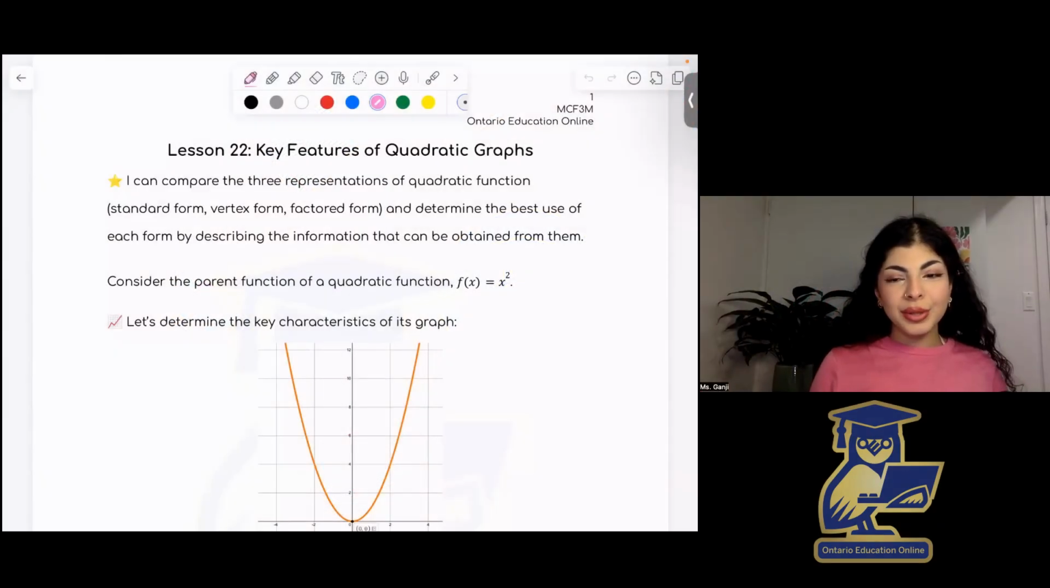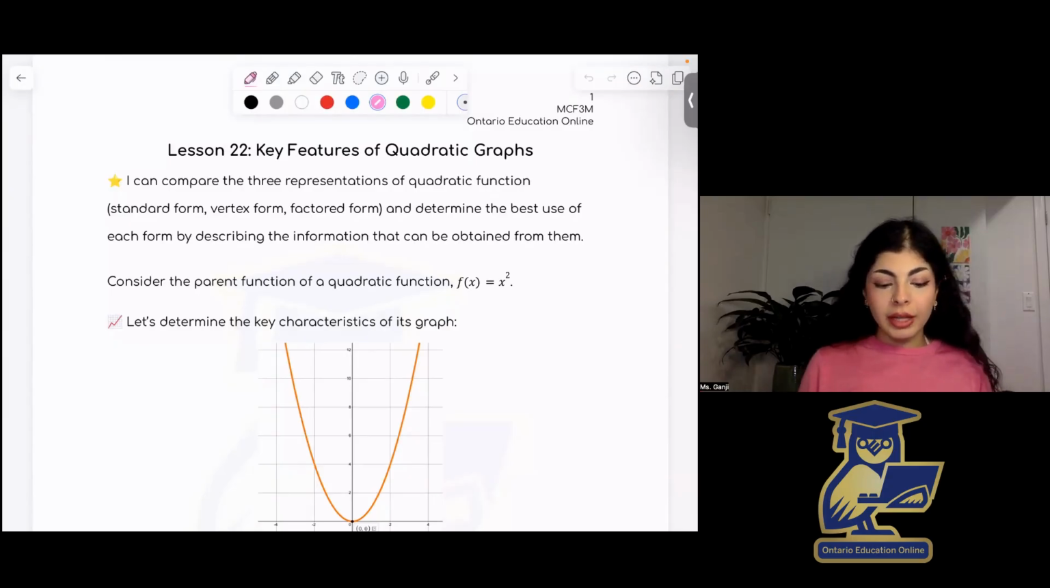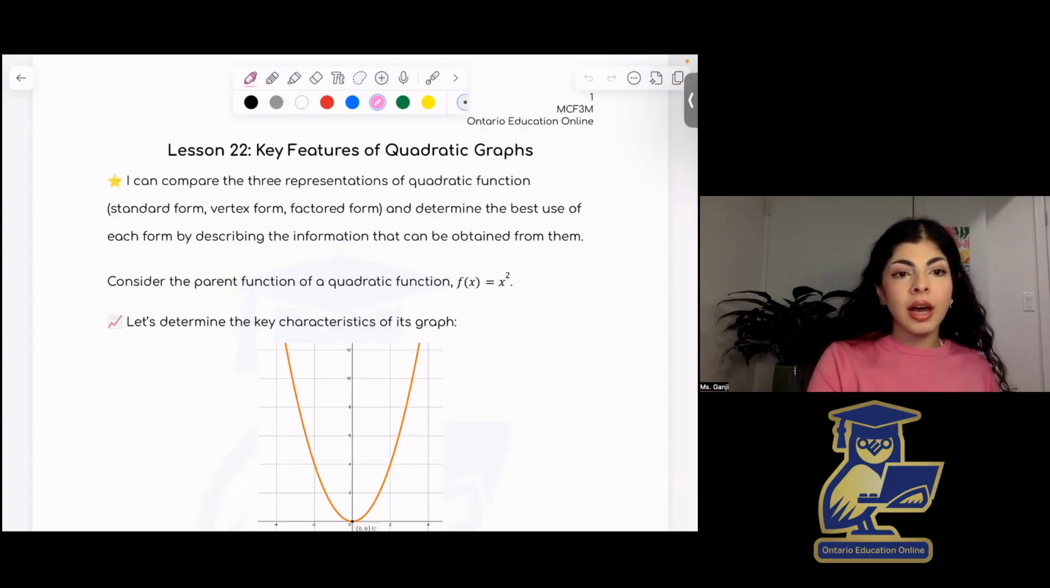Hello and welcome to our next lesson of functions and applications, where today we are looking at key features of quadratic graphs. So today we're going to be comparing the three representations of the quadratic function, so standard form, vertex form, and factored form. And we're going to see when these equations are best for us to use and what information we can determine from each function.